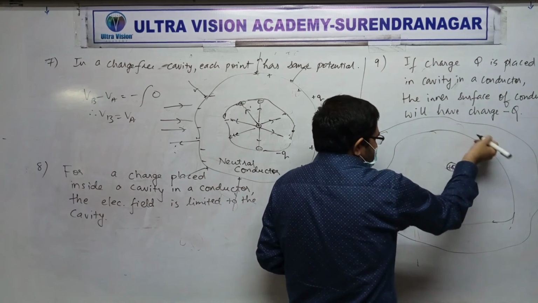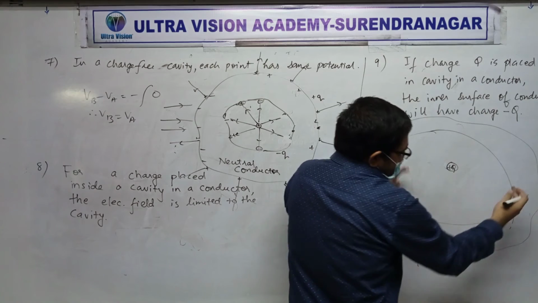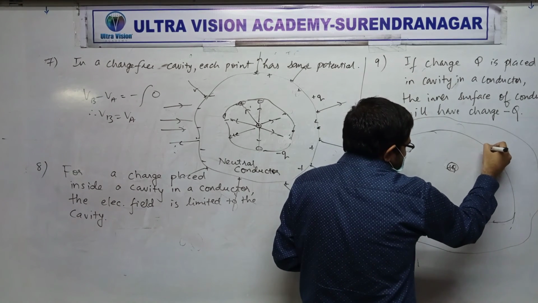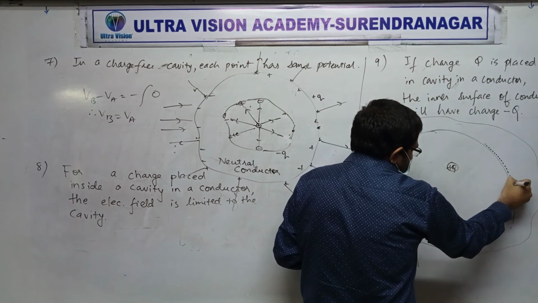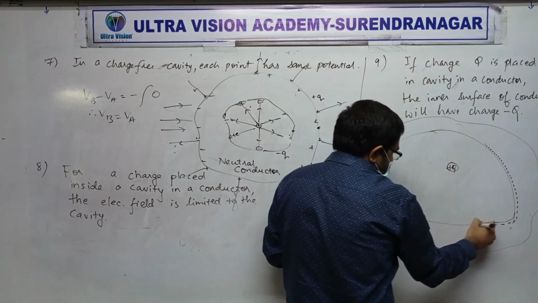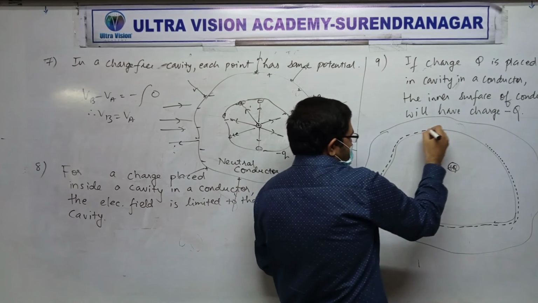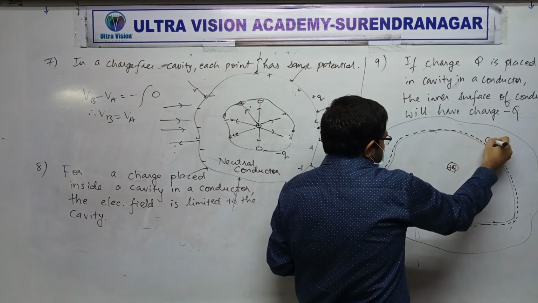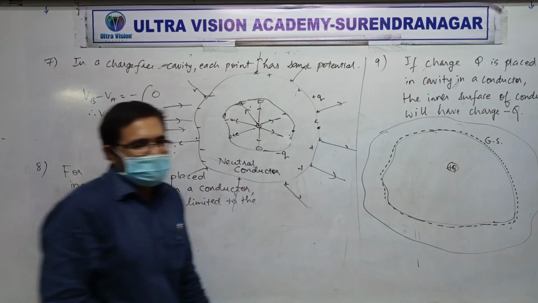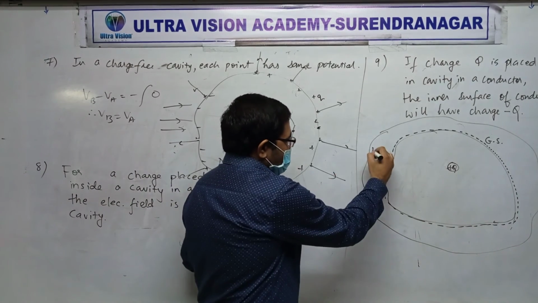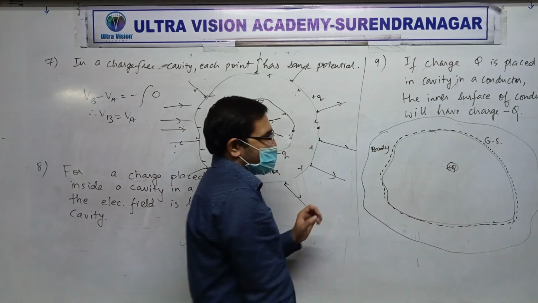If we take a Gaussian surface, that is an imaginary surface, very very close to this inner surface, infinitesimally close, did you understand what I am saying? This is the Gaussian surface. But every point of this Gaussian surface is in the body of the conductor. Clear?